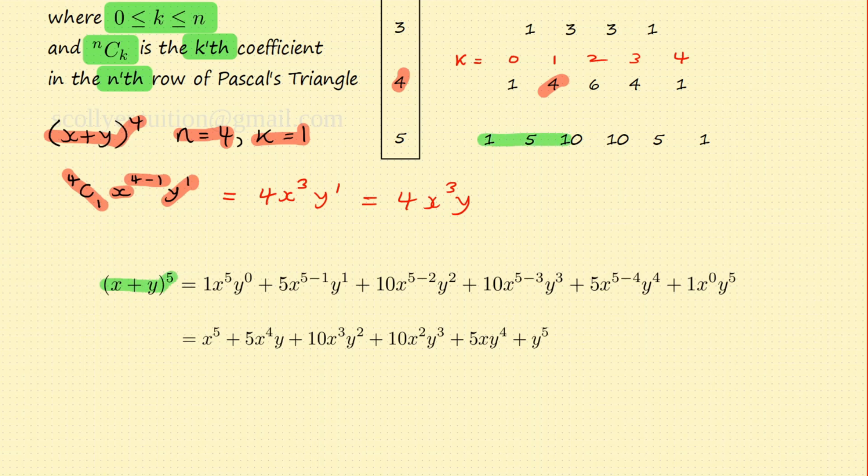We take these coefficients from the line numbered 5, and we insert the appropriate powers, x to the 5, y to the 0, x to the 5 minus 1, y to the 1, and so on. And note, in each term, the powers add to 5. And that finally simplifies to x to the 5 plus 5x to the 4y plus 10x cubed y squared, 10x squared y cubed plus 5xy to the 4 plus y to the 5.